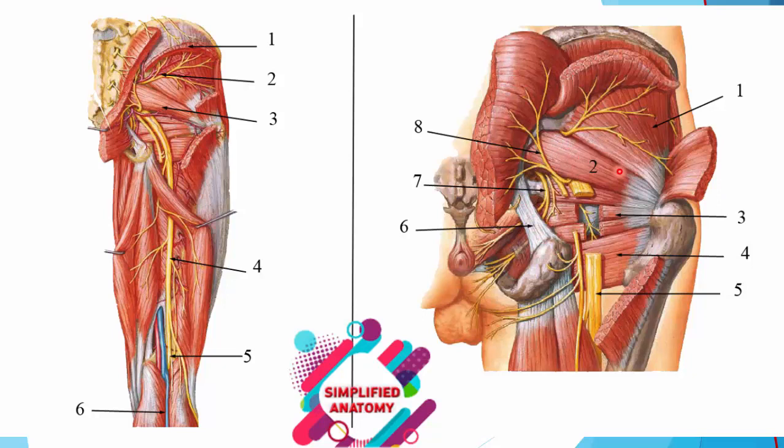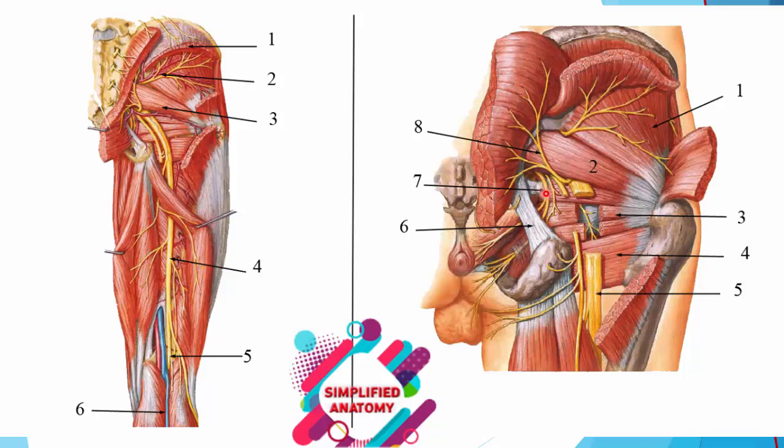This muscle is called piriformis. Above the piriformis, this nerve is called superior gluteal nerve. It supplies gluteus minimus, gluteus medius, and tensor fasciae latae. Below the piriformis, this nerve is called inferior gluteal nerve, which supplies the gluteus maximus muscle. The largest nerve is the sciatic nerve, which is number 5.